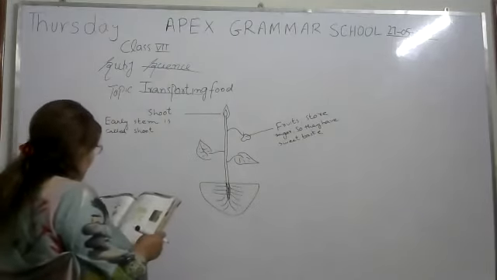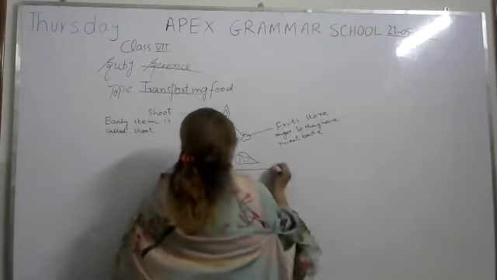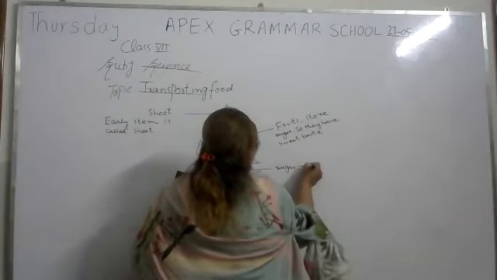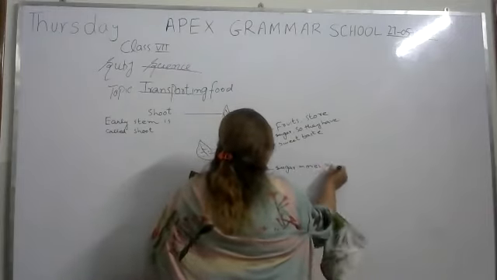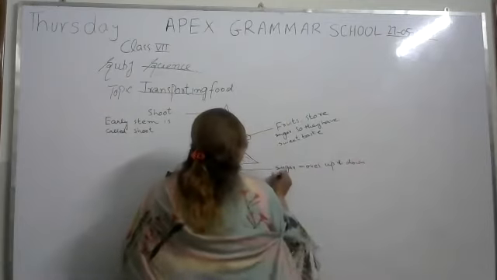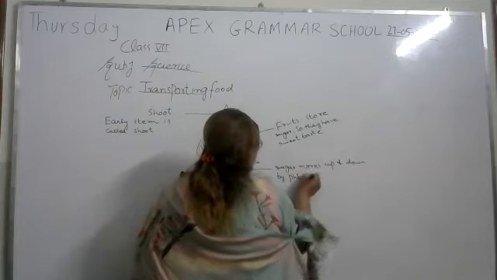Sugar moves up and down the stem in flowing juice.